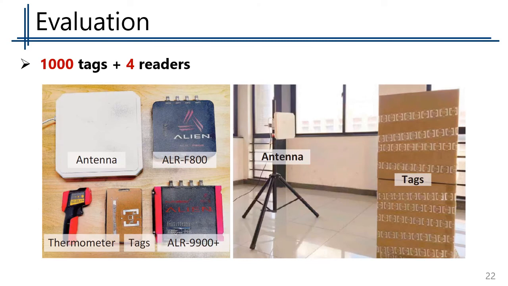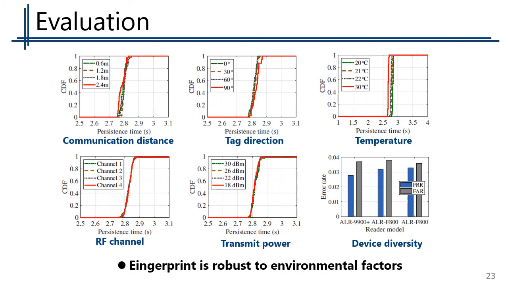We set up the fingerprinting system with commercial RFID devices. Over 1,000 tags and 4 readers are used to evaluate the performance. We first study the impact of environmental factors on the measure of the persistence time. As we can see, our approach is robust to the communication distance, tag direction, channel, transmit power, and device diversity.